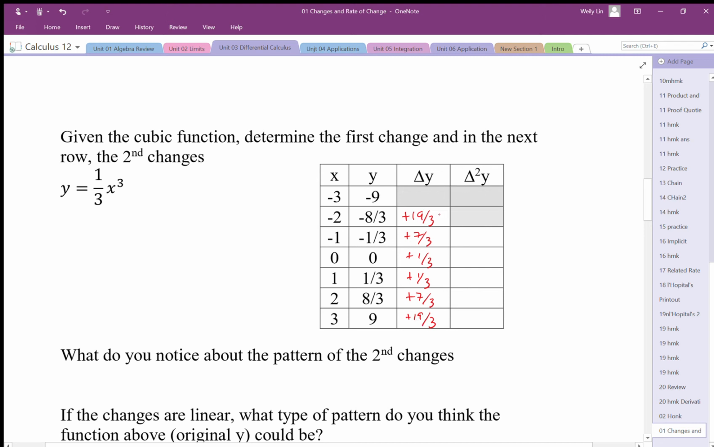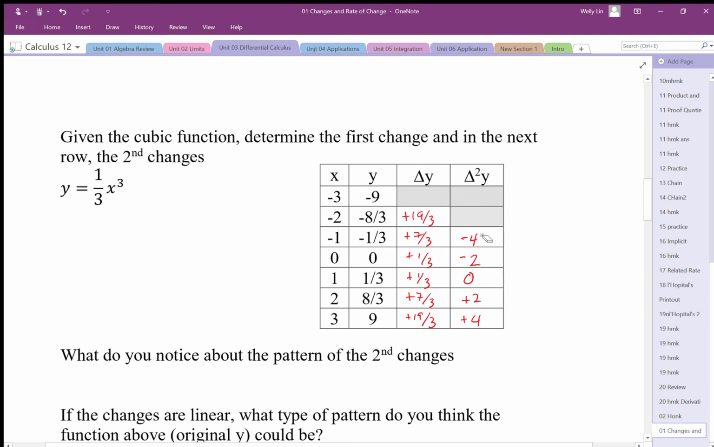Taking a look at the second change, from 19/3 to 7/3, we went -4. Here we went -6/3, so -2. Here we went minus. Here we've gone plus 1/3 to plus 1/3. There's no change, so that's 0. Plus 1/3 to plus 7/3 is plus 2. And then we get 12/3, which is plus 4.